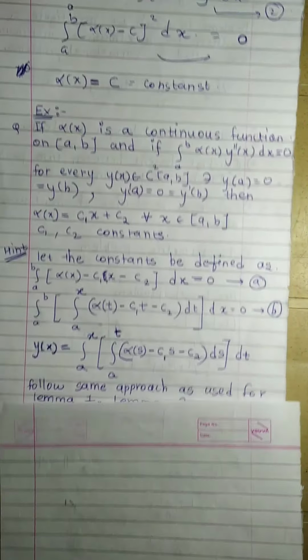Hello everyone. In the last video, we have seen the fundamental lemma of the calculus of variations, and we have also proved one more lemma. So in total, lemma 1 and lemma 2. And then in the exercise, I had given you one statement to prove. So let us quickly go through the proof of that. We can call it lemma 3, if someone has not got the proof of that statement.